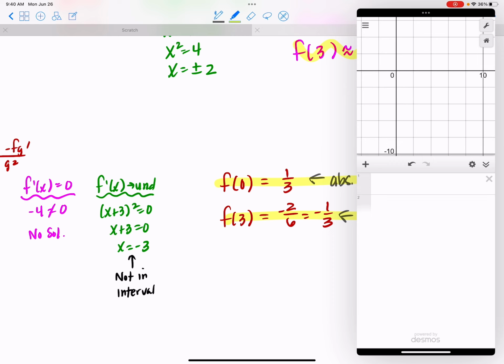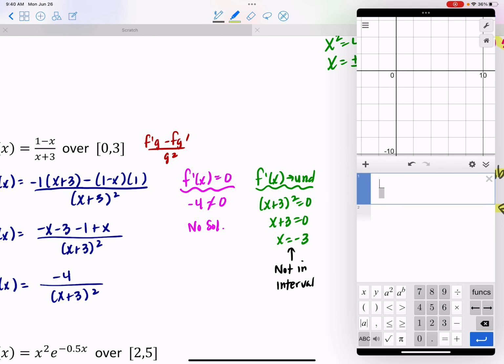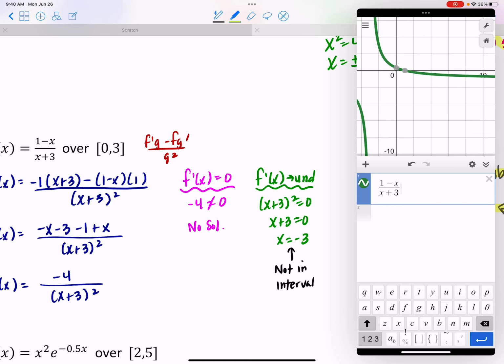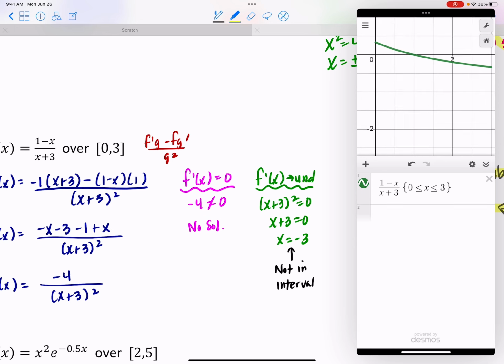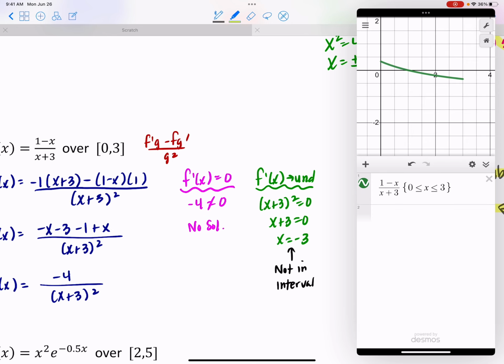Let's just confirm. So I'm graphing my rational function with 1 minus x in the numerator and x plus 3 in the denominator. And we're just going to look at the interval from 0 to 3. So 0 less than or equal to x, and then less than or equal to 3. Okay, so this is a little piece of the graph we're looking at. So again, you can see in that interval no turning points, so no extrema in that interval. So our max and min happen at the endpoints. There's our max at 0 and 1/3, and there's our min at 3 and negative 1/3.